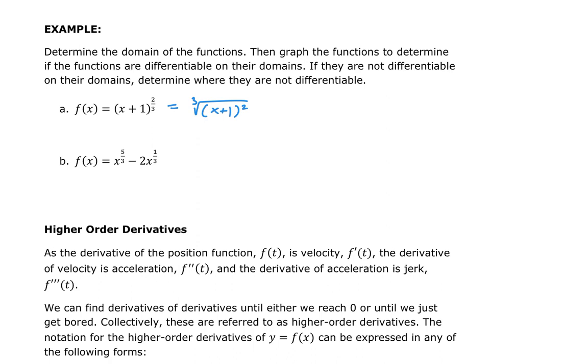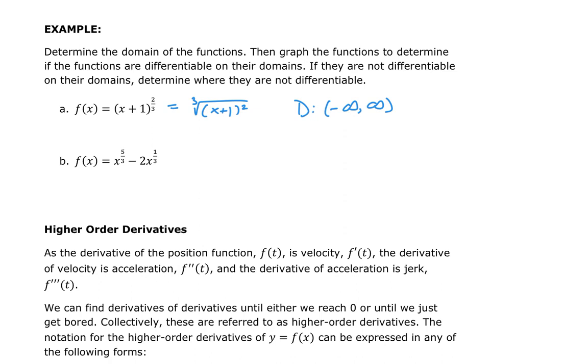Now, because it is a cube root, we could have ended up with negative numbers, but in this case we won't because of the fact that we have this squared term, so everything will be positive, but it would have been okay if we would have had a negative number underneath the cube root. So for this first function, our domain is negative infinity to infinity. So there's no place in which that is undefined.